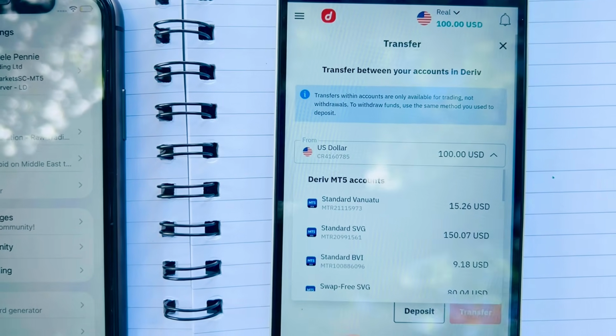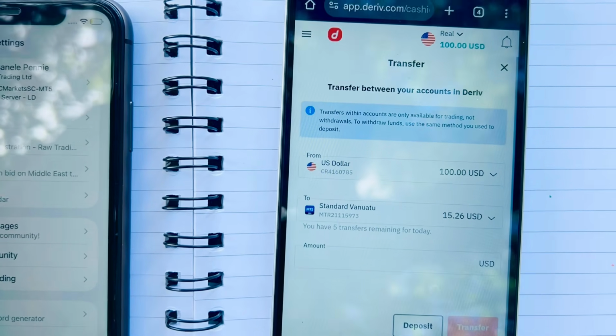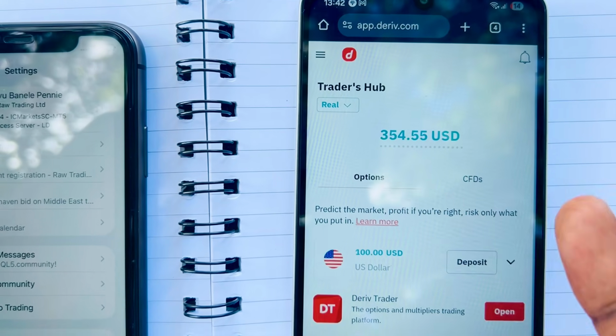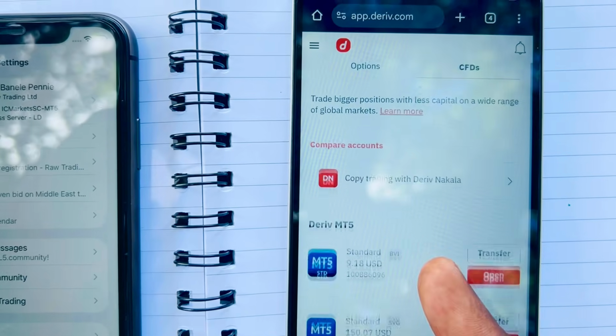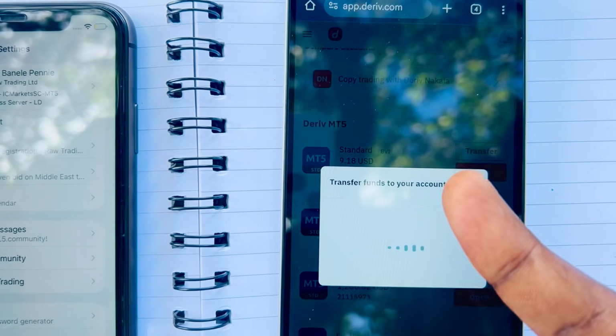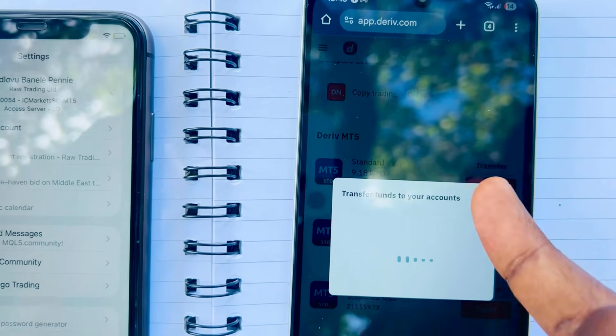So the money has not been updated as of yet, but as soon as it's updated, we'll transfer the money to the wallet account. All right, money updated. Okay, let's transfer the money from this account to the wallet account. So I'll go to here.